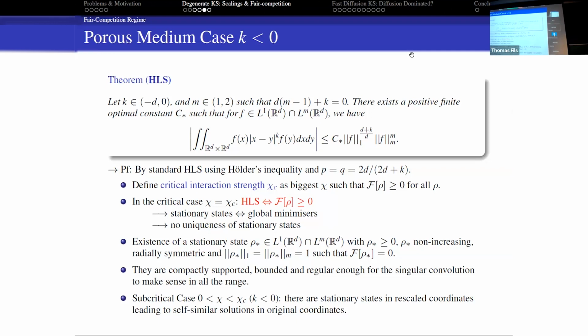Because this allows you to control from below this functional and then prove that when chi is less or equal than chi c, this functional is bounded. And also for chi equals chi c, this gives you an exact inequality that tells you that the free energy is always larger or equal than zero. It's more than that, as I'm saying in this line, at the critical chi c, the optimizers of this variant of the HLS inequality are the global minimizers of the free energy. So that's why you have this if and only if. The free energy is zero, in fact, if and only if it is an optimizer of the HLS inequality. So the message to remember here is that when k is between minus dimension and 0, then the critical value chi is determined by this functional inequality, this variant of the HLS.